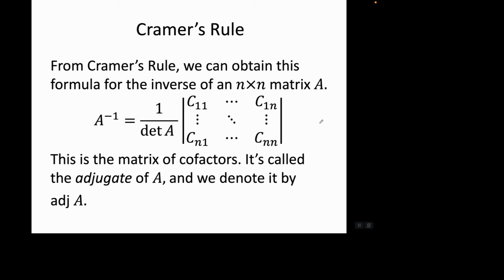From Cramer's rule, we can obtain this formula for the inverse of an n by n matrix A. A inverse is 1 over the determinant of A times this. This is the matrix of the cofactors. We've talked about that before. It's called the adjugate of A, and we denote it by, uncreatively, adj of A, adjugate of A.